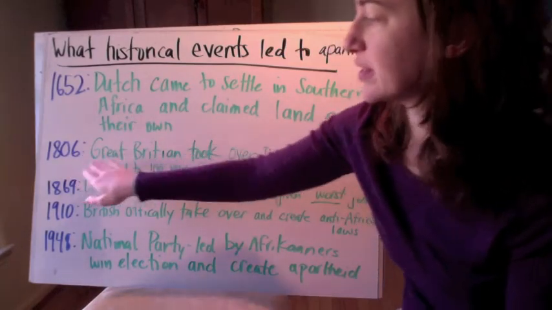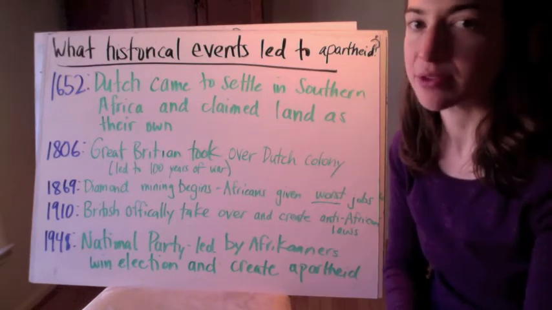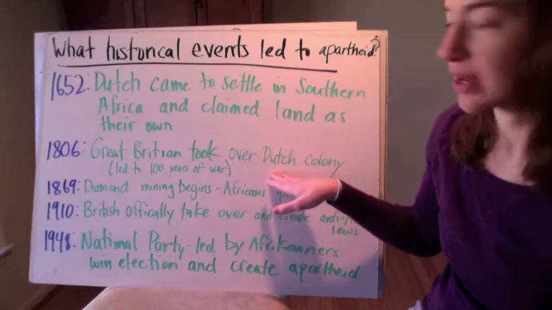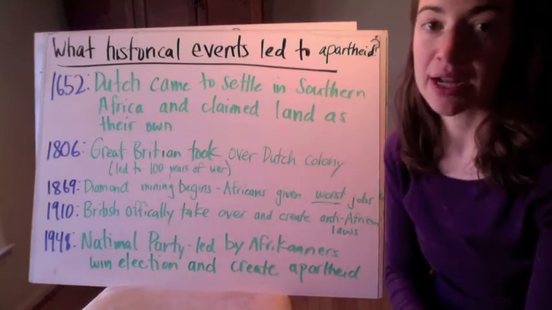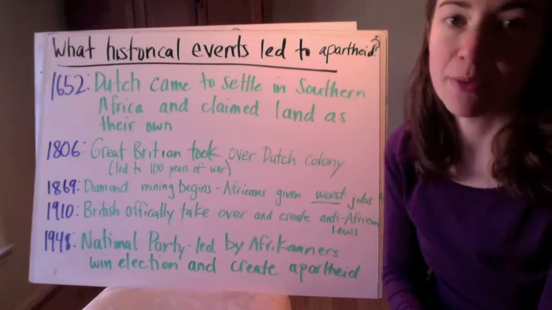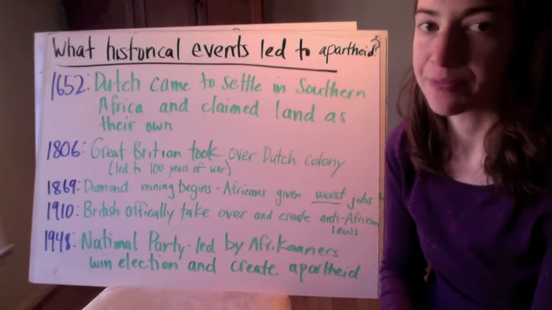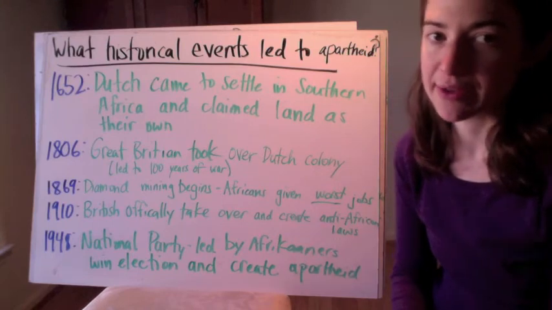In 1806, Great Britain, or England, wanted a piece of the pie. So they came and took over the Dutch, who had taken over about 150 years before. And this actually set off a war, about 100 years of war. They often call it the Boer War, or there's other conflicts that happened within that between the British and the Dutch as far as who would rule South Africa.